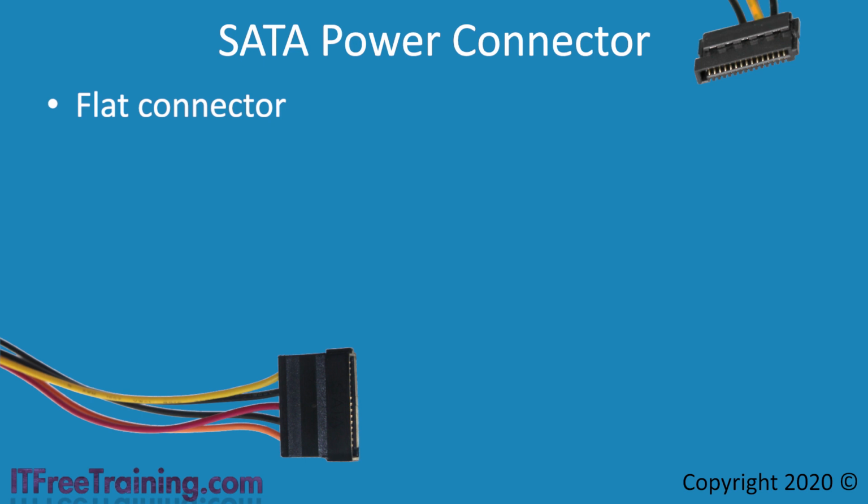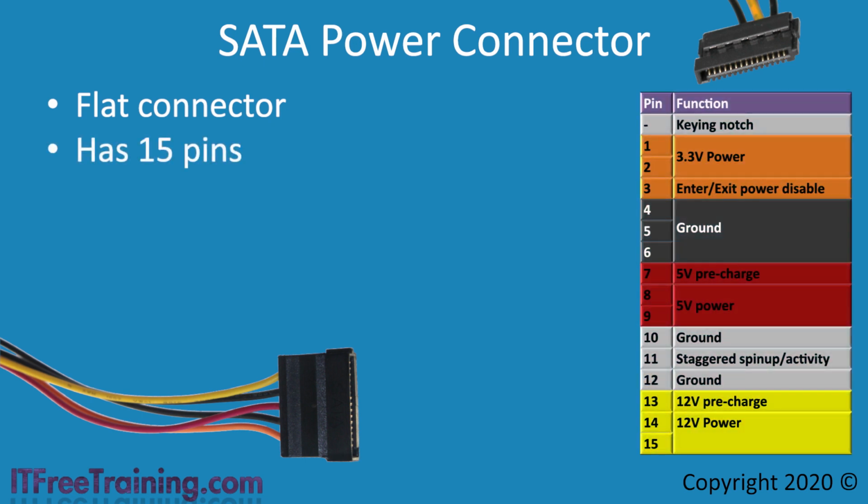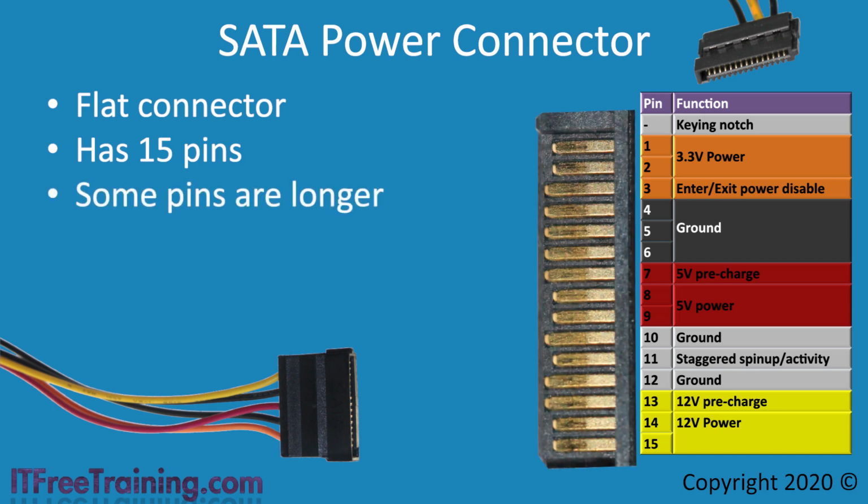The SATA power connector has 15 pins. It may seem strange why there are so many pins on the connector, considering there are only 5 wires going into the connector from the power supply. Closer inspection of the power connector will show you that some of the pins are longer than the others. It is done this way so when the power plug is plugged in, some pins are connected before the others.